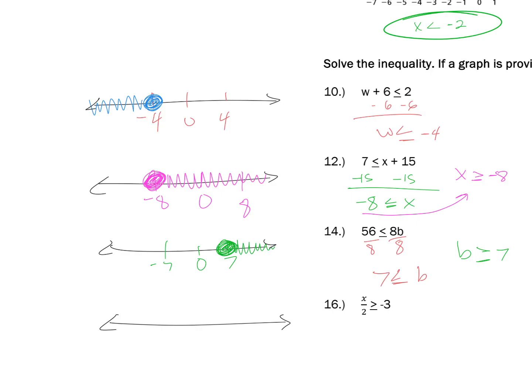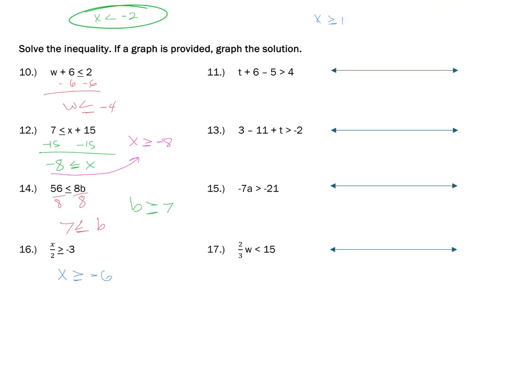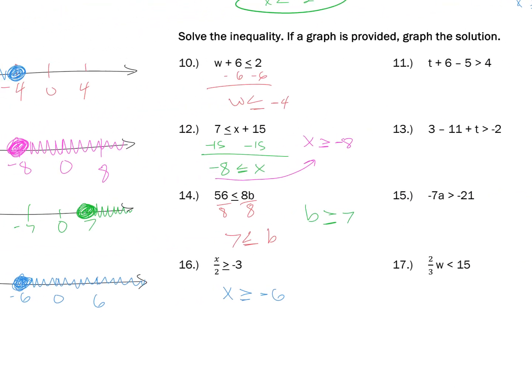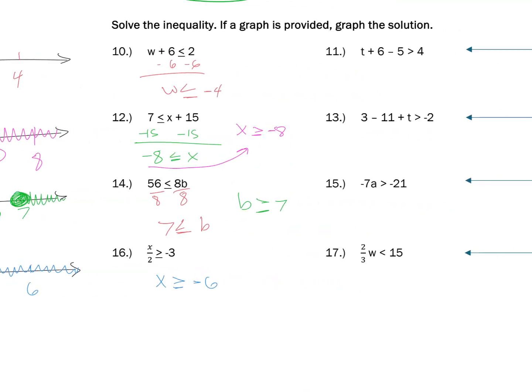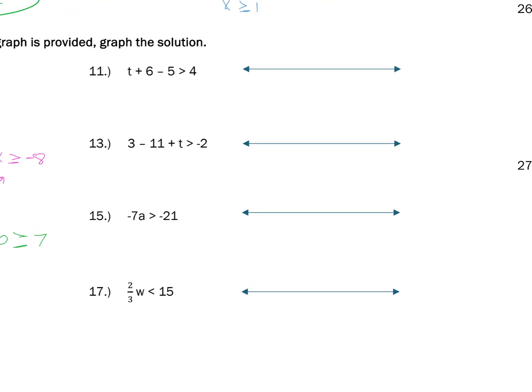And the last one, which is not technically the last one because we have a couple more on the other side, multiply both sides by 2 to get x is greater than or equal to -6. 0, -6, 6. We have a filled in dot on -6. We're shading to the right because that's all the numbers that are greater than or equal to -6. Over here, notice, by the way, all of these have the equal to, so that's why it's a filled in dot. Over here, none of them are.